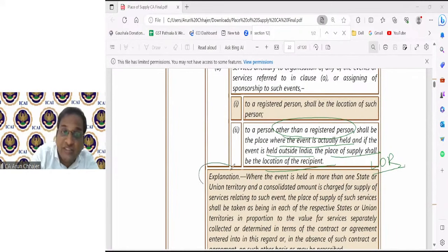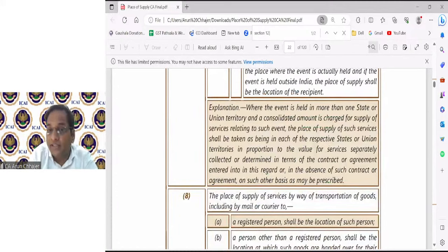The explanation says where the event is held in more than one state and a consolidated amount is charged, then you will apportion according to the agreement. And if the agreement is silent, then you will apply such basis as may be prescribed. So again, there would be the same rule.